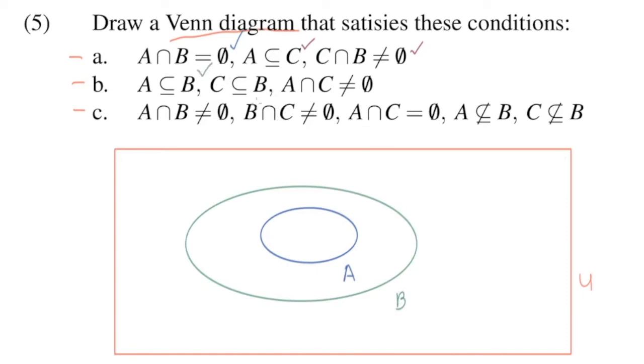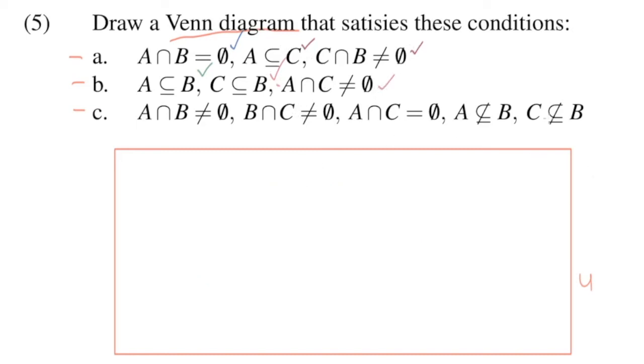Now C is a subset of B as well. Before we draw C, let me just look at this condition. A intersects B is not empty. Okay, so C is another subset of B. So like A, C is going to be totally contained within B. Let's do a different color for C. And then C and A overlap a little bit. So something like that. Okay, let's just check it. A is a subset of B, so A is contained within B. C is a subset of B, so C is contained within B. And then A intersects C is not empty, so they overlap a little bit. So that one's good too.